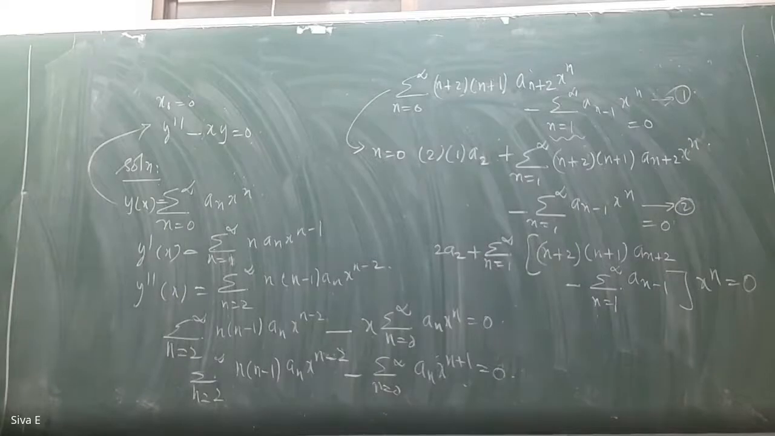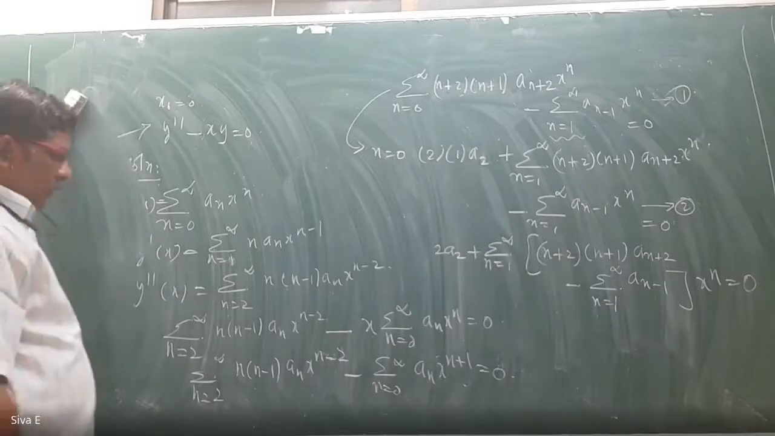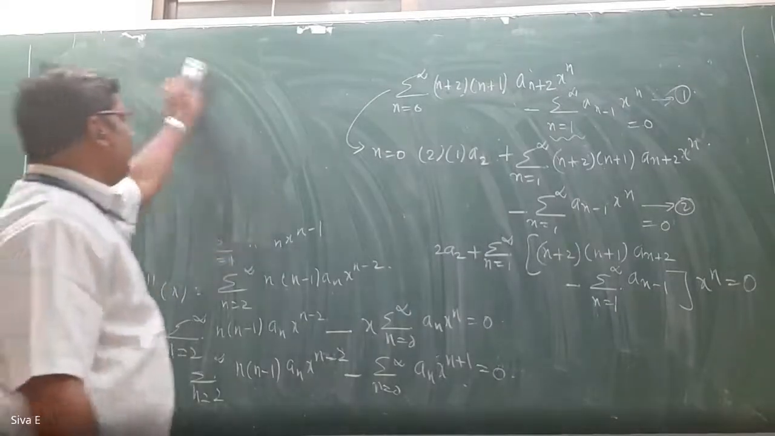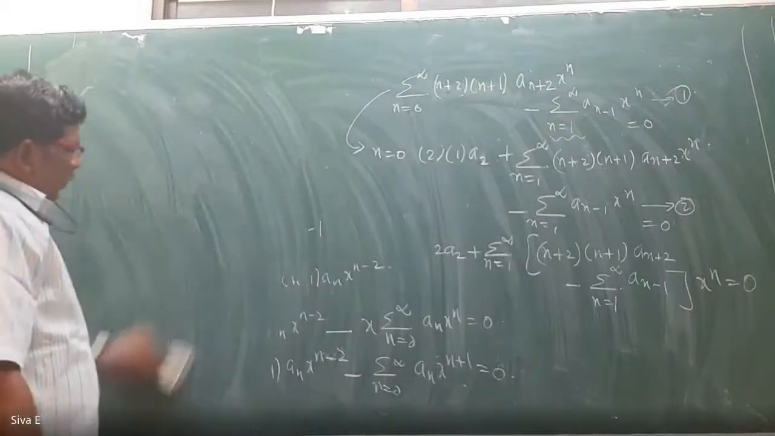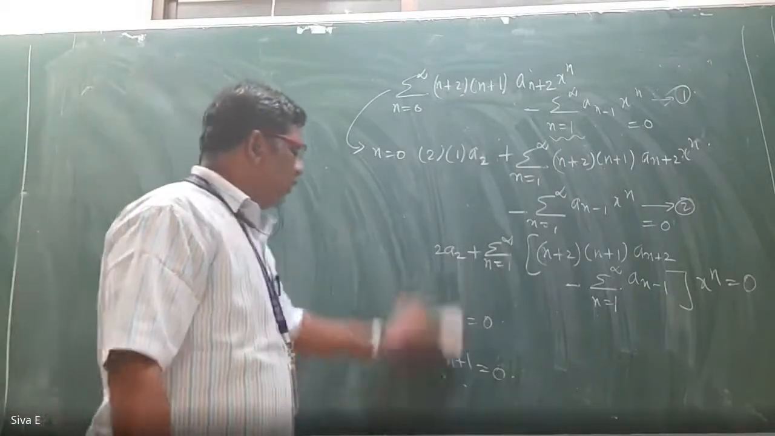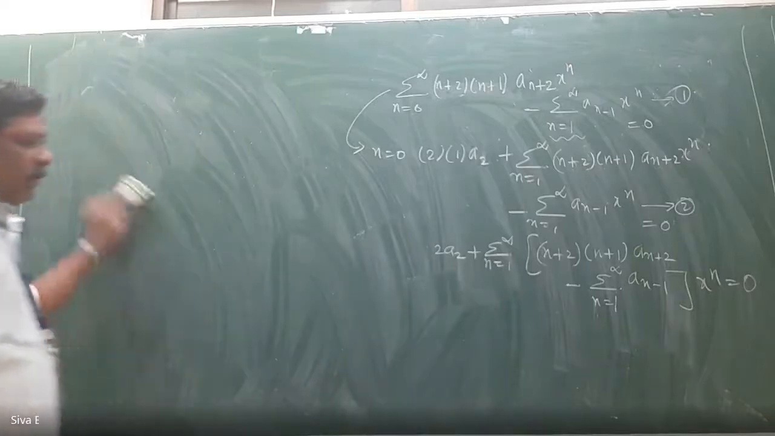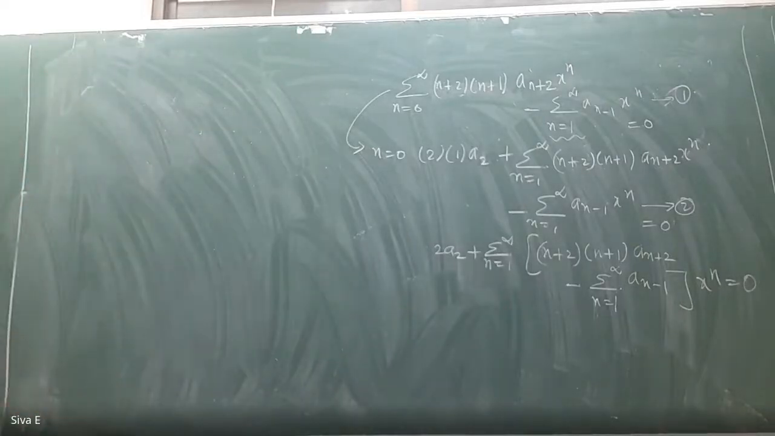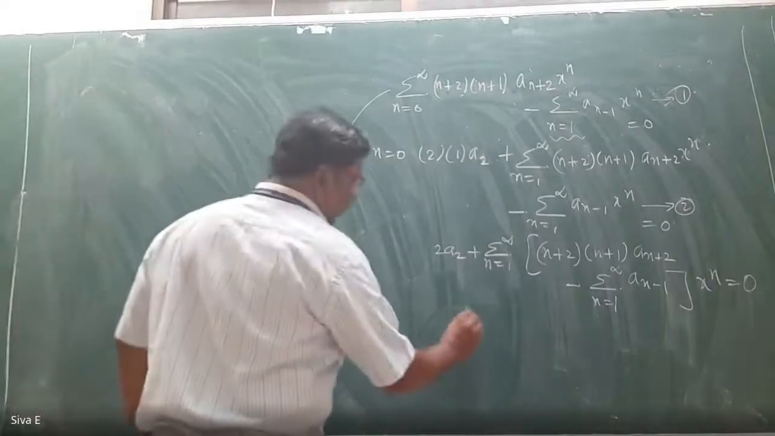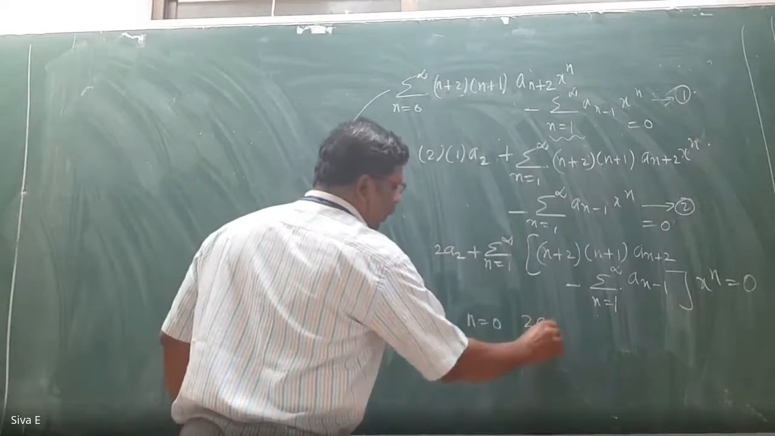So we know that all the coefficients are set equal to 0. If the power series is equal to 0, then all its coefficients are equal to 0. So when n equal to 0, what happened? When n equal to 0, we get 2a2, leave it.